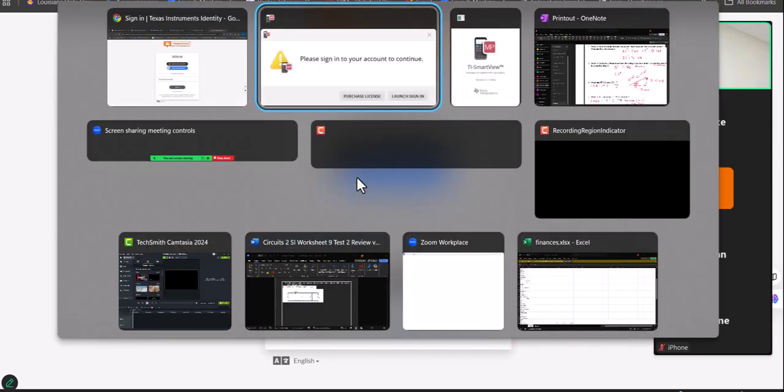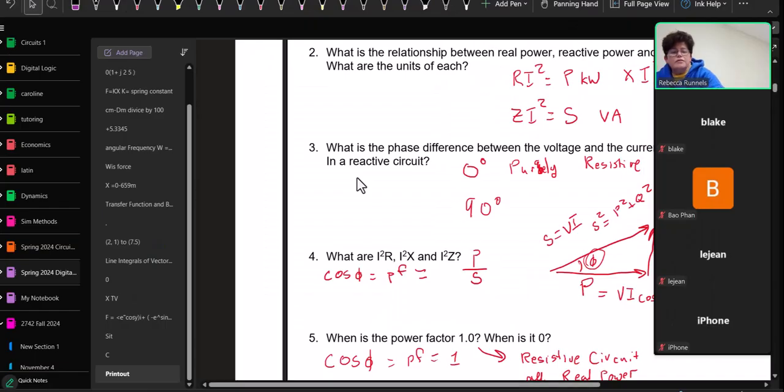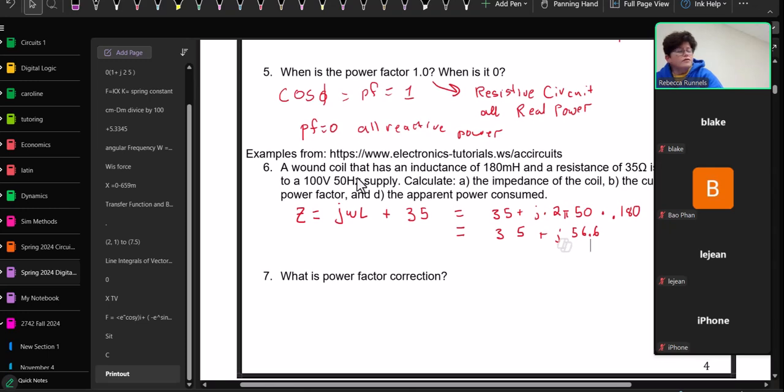Come back to that later. Okay, did y'all get the same value? 56.6? Yes, okay. So that's our impedance. Now we need to get the current. So how do we get the current?